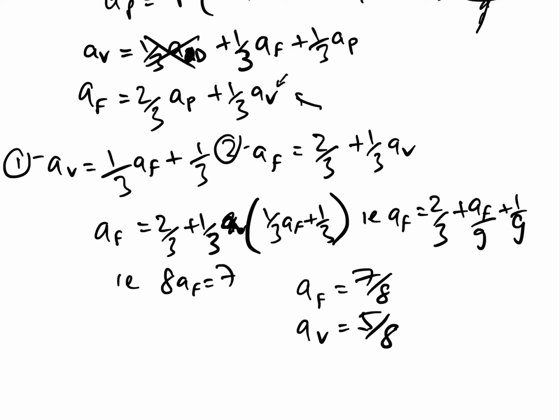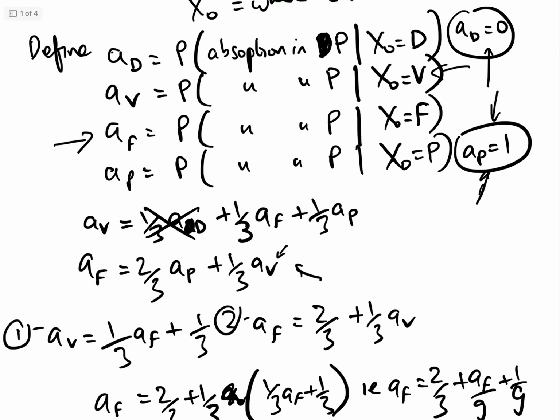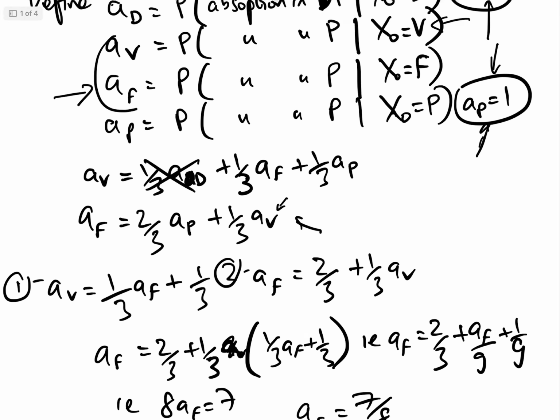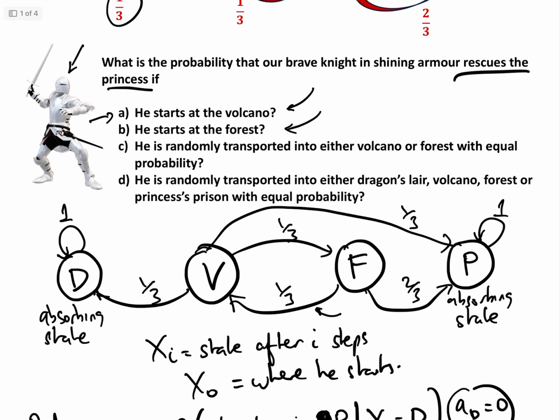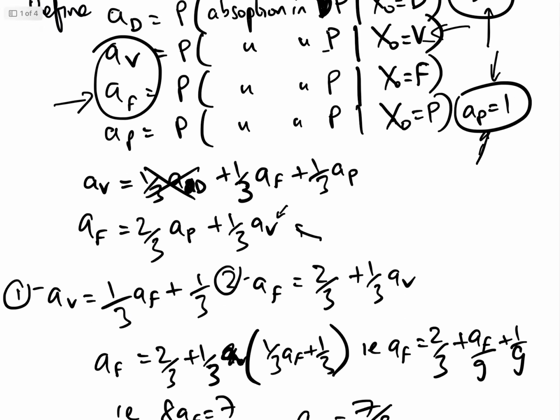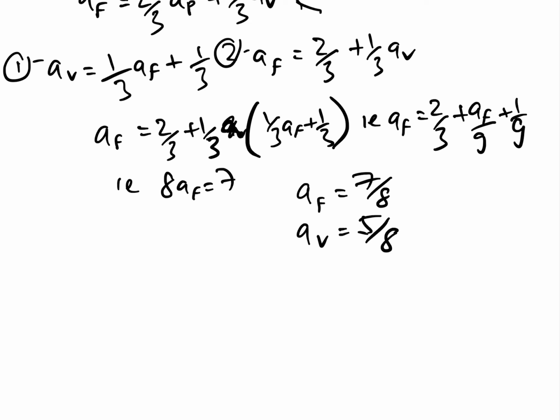Okay, so basically what this means, remember what our definition was. The probability, let's just go back to our definition. So the probability, AF and AV, these two, the probability of absorption into P, i.e. saving the princess, given that they start in the volcano or the forest, and that is exactly this question here. What is the probability that he rescues the princess if he starts at the volcano and if he starts at the forest? Okay, so that's basically AV and AF. So if he starts at the volcano, the probability that he saves the princess is 5/8, and if he starts at the forest, the probability that he saves the princess is 7/8. So that's good, not bad. He wants to start at the forest.